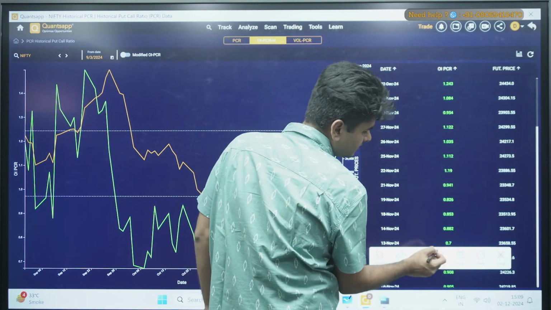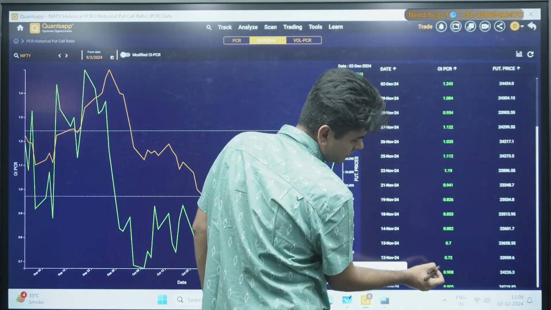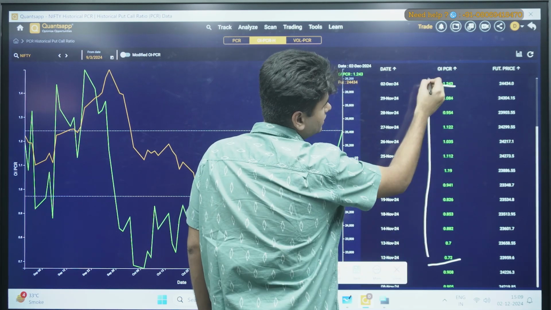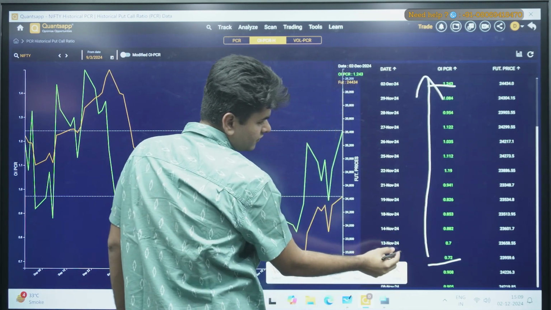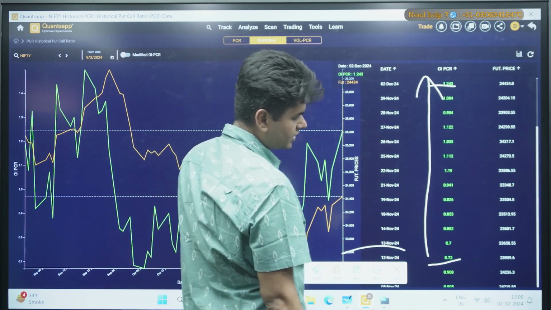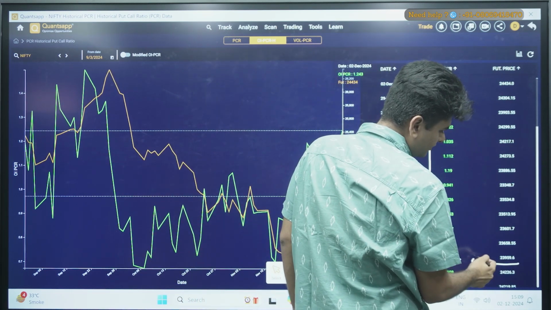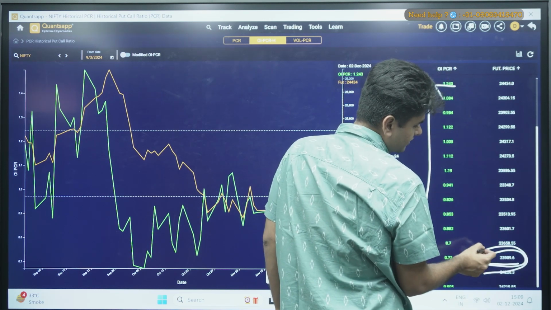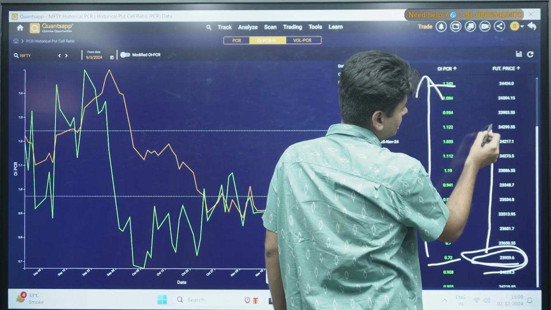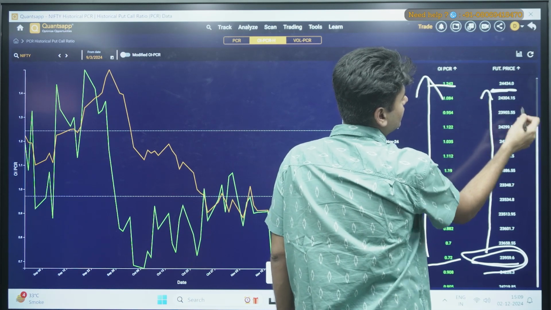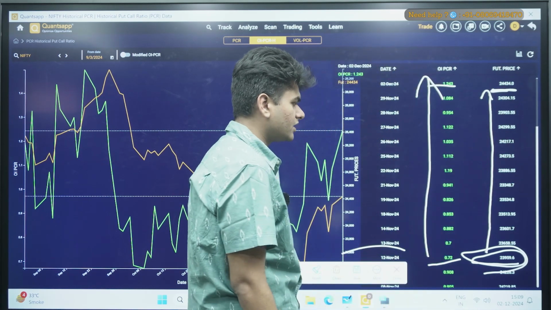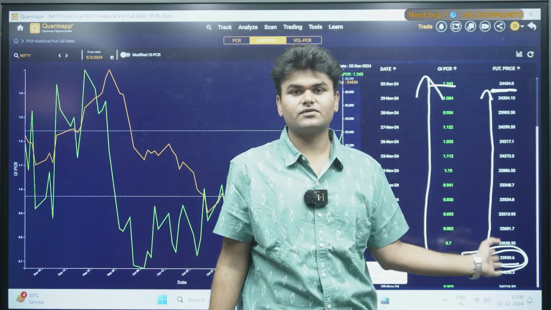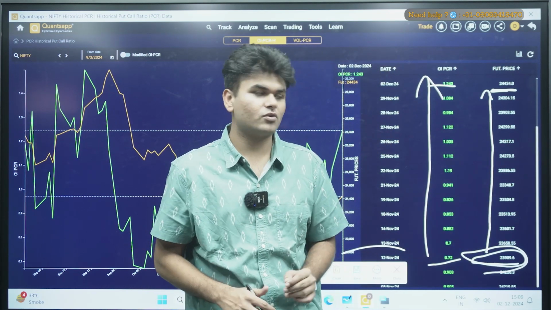Right, so you can see the PCR is gradually increasing from 0.72 to almost 1.23. It is gradually increasing on a daily basis from around 13th November. With that, you can see the price here was 23,900, and from 23,900 the price jumps to 24,400. So you can take an insight that the price is increasing with the OI PCR. This is the normal OI PCR.